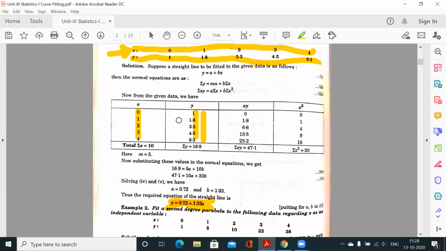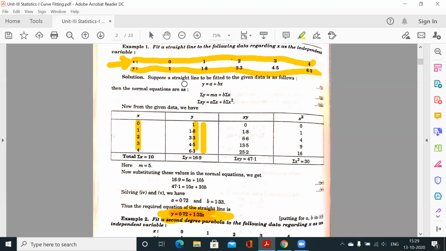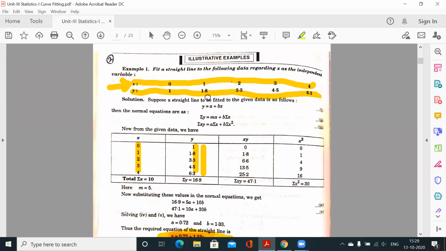Whenever you substitute 0, it will give you a value near 1. Whenever you substitute 1 in this function, you will get near 1.8. Whenever you substitute 2 in this function, you will get near about 3.3. So this is the approximation, the prediction of the function, because otherwise we don't have any option to get the function, because we are given only numerical values.